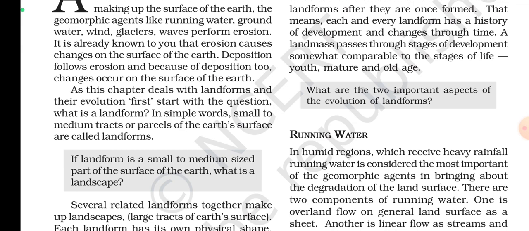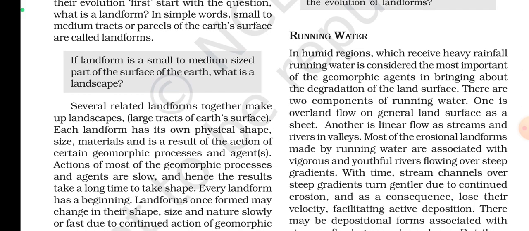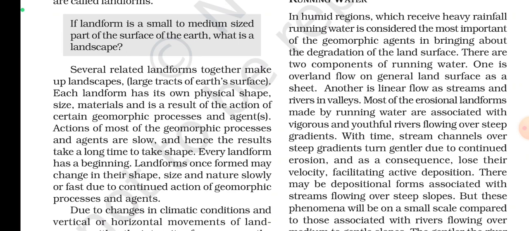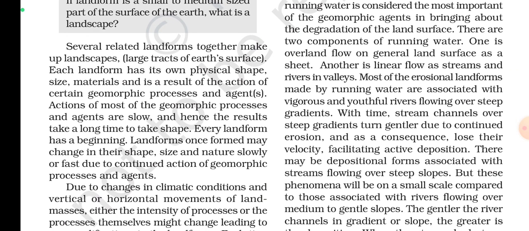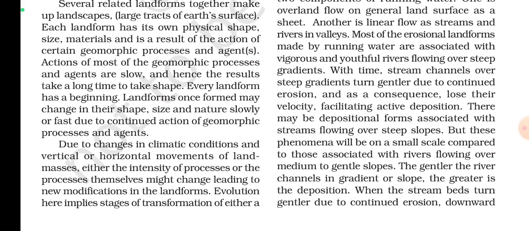As this chapter deals with landforms and their evolution, first start with the question, what is a landform? In simple words, small to medium tracts or parcels of the earth's surface are called landforms. Okay, if a landform is a small to medium sized part of the surface of the earth, what is a landscape? So definitely it is the bigger one. Several related landforms together make up a landscape. Yes, large tracts of earth's surface.